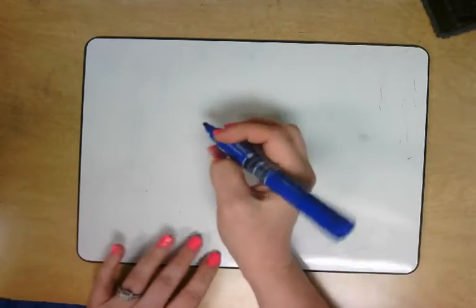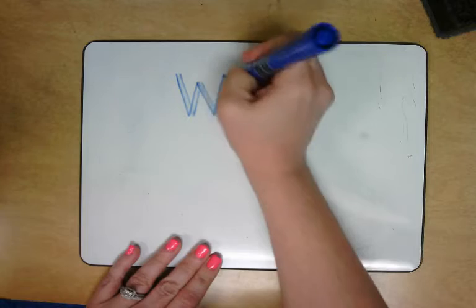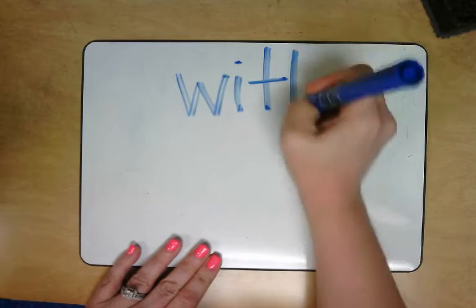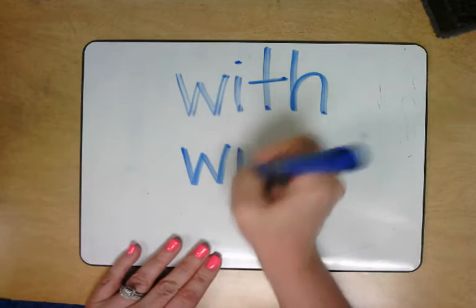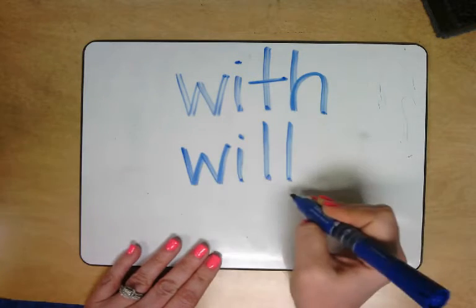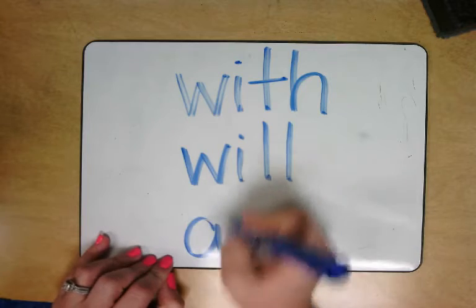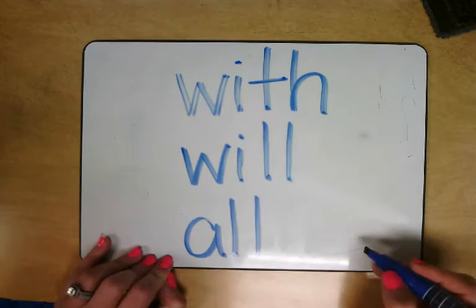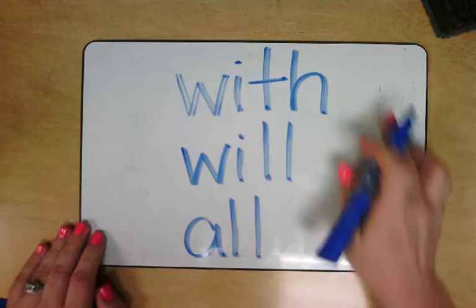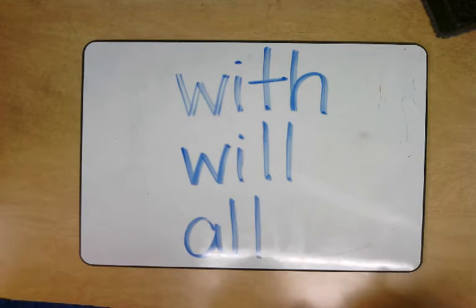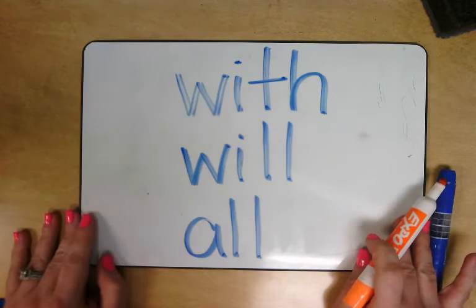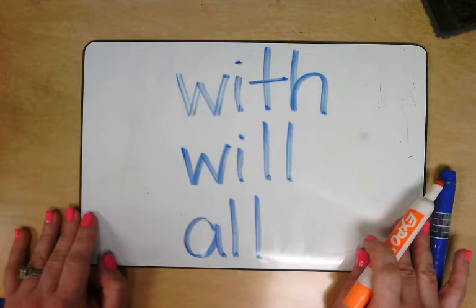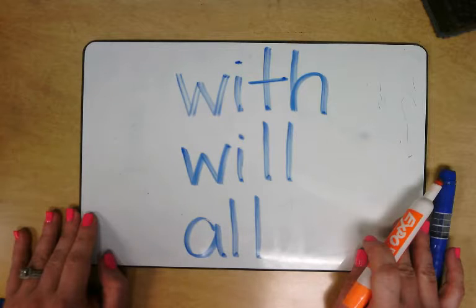All right, so let's start with these three words right here. I want you to read them out loud. With, will, all. Look at those words. With, will, and all. What are some things that you notice about these words? Do you see something that's the same or different?